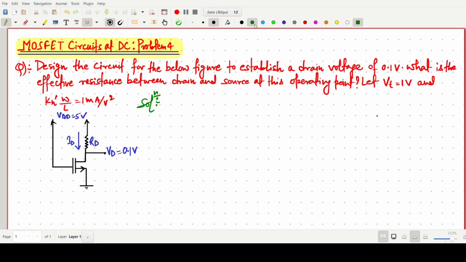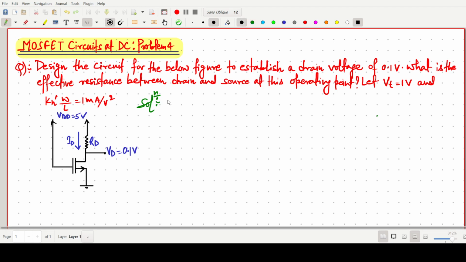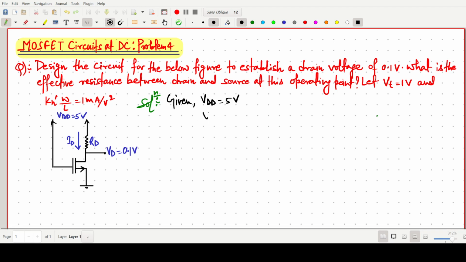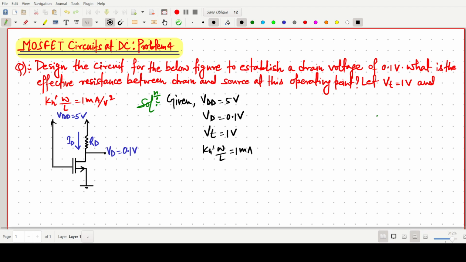So first of all, in this question we have to write the given things. The VDD value is 5 volt, VD value is 0.1 volt, VT value is 1 volt, and Kn' W/L is 1 milliampere per volt square. Milli is 10 to the minus 3. So these are the things given.